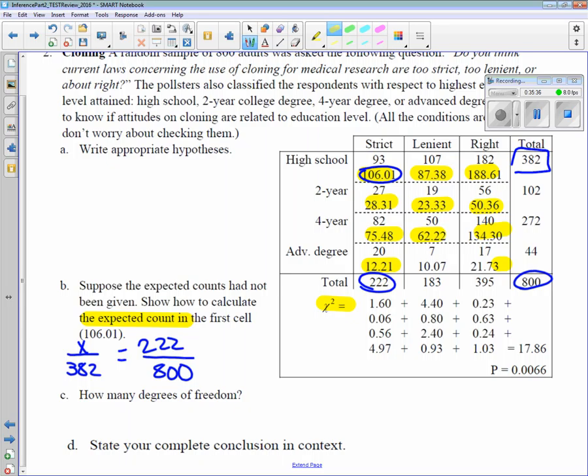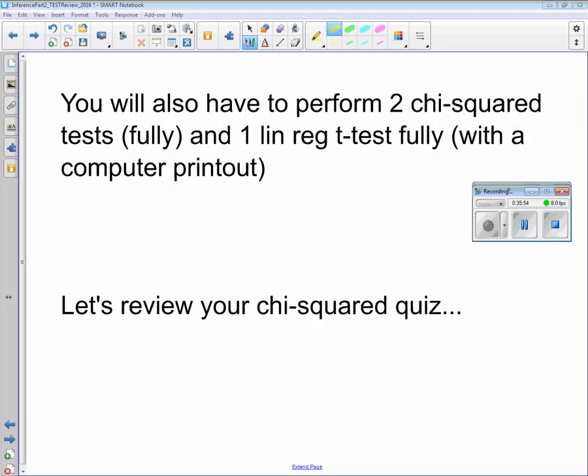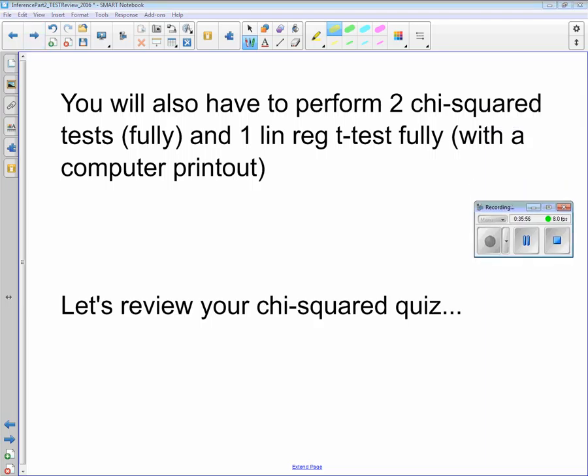Okay, definitely. Like I said, the format of the test is very similar to what I just handed you. In addition to the sheet where you have to make all the decisions about which test to use, these 2 problems, you will also have to perform 2 chi-squared tests from the beginning, fully, and 1 LinRegT test with a computer printout. Fair enough? So in addition to what you have, you're going to have to practice this.